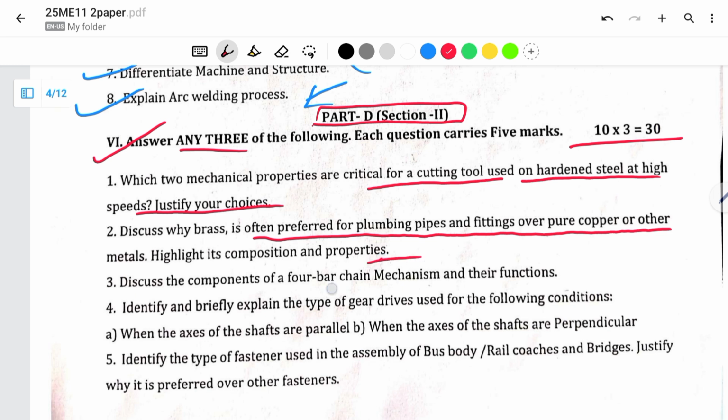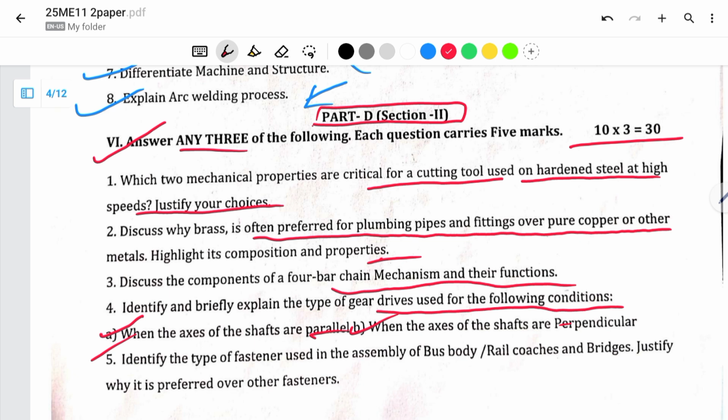Then discuss the components of a 4-bar mechanism and their functions. Identify and briefly explain the types of gear drives used in the following conditions. Condition 1: the axes of the shafts are perpendicular; then parallel; and then perpendicular. You have to explain.